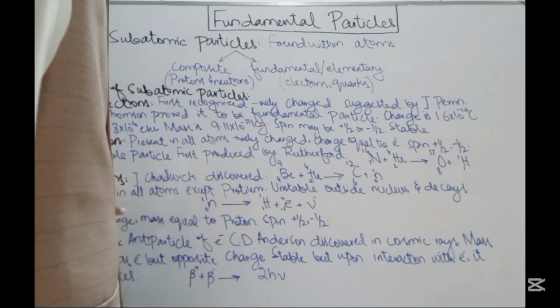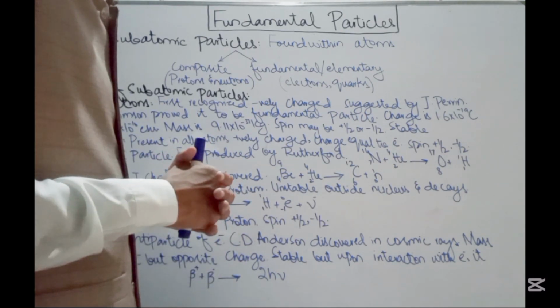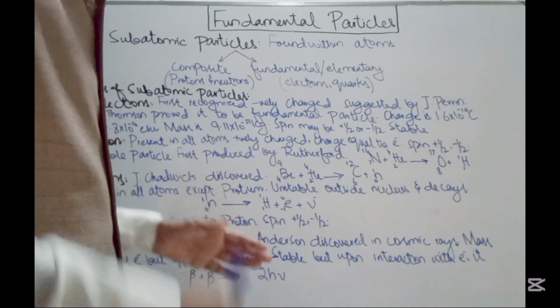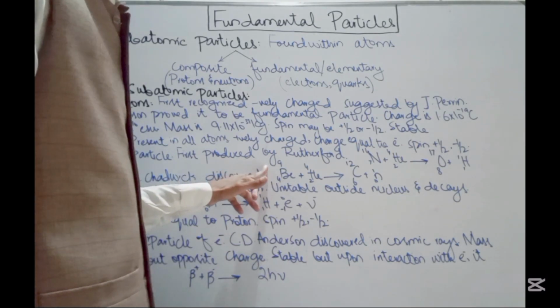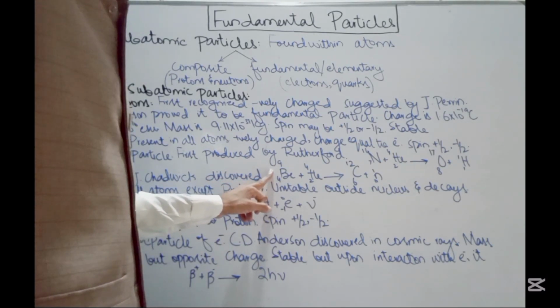Next are the neutrons. If we talk about the neutrons, they were discovered by James Chadwick in 1932, and this was the experiment through which James Chadwick discovered the neutrons.